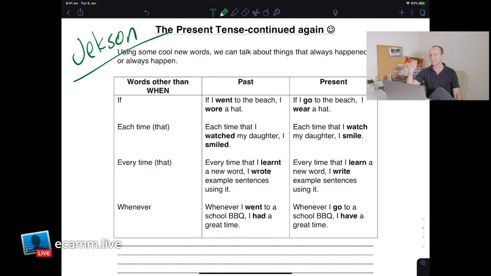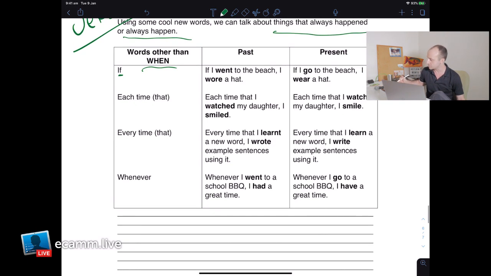This says present tense. Now your question, it included if and when. So it says here, we can talk about things that always happened or always happen. That's true, right? We've got here some different words we can use instead of when. So I can use if, and I'm going to write some more examples down there.